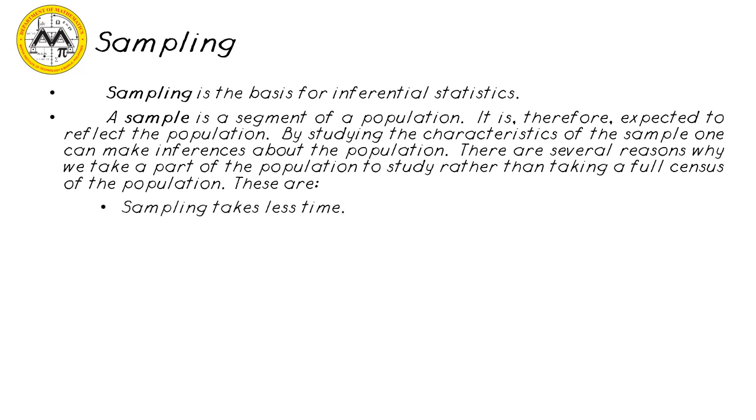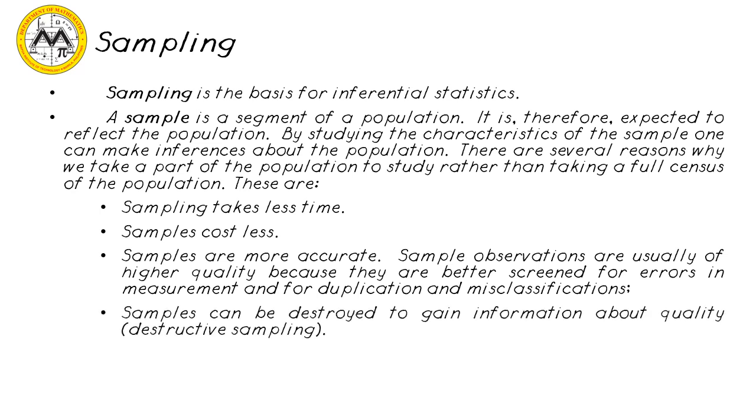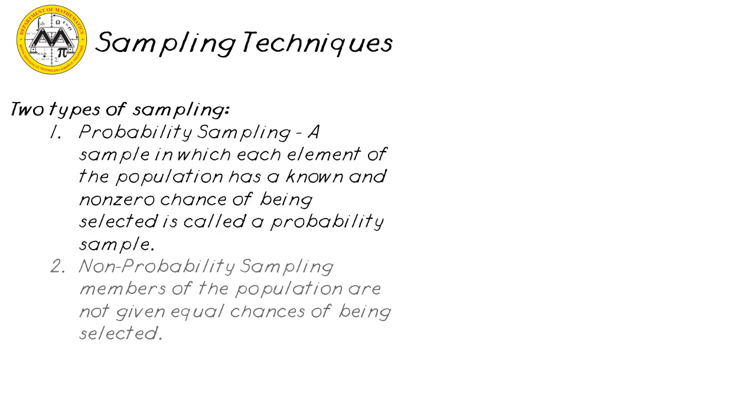Sampling is the basis for inferential statistics. It takes less time, costs less, and is a little bit more accurate, and randomization makes the sampling more reliable. So there are two general ways of sampling. The first one is probability sampling. The second one is non-probability sampling.